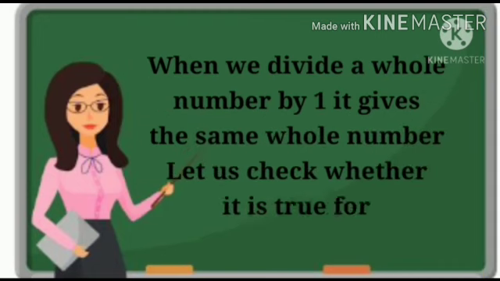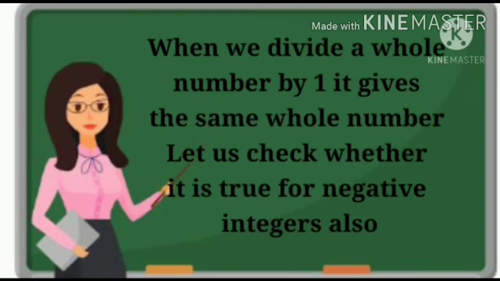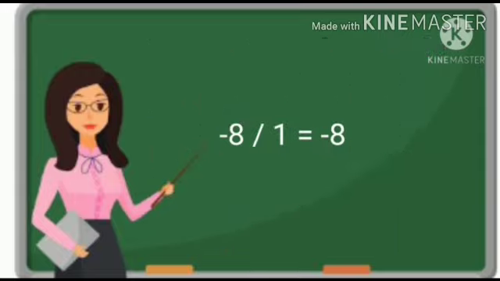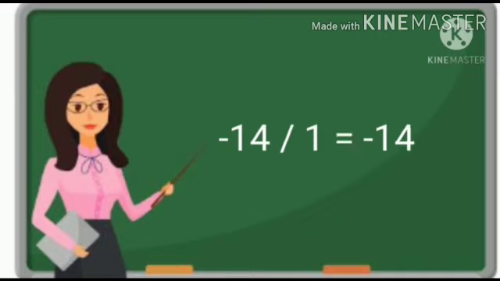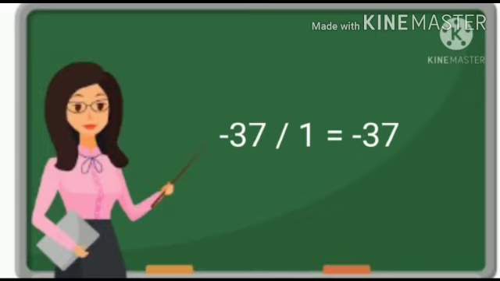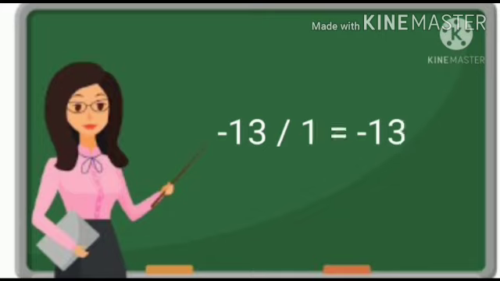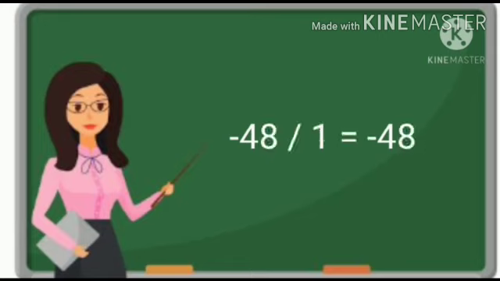When we divide a whole number by 1, it gives the same whole number. Let us check whether it is true for negative integers also. Minus 8 divided by 1 is equal to minus 8. Minus 25 divided by 1 is equal to minus 25. Minus 14 divided by 1 equals minus 14. Minus 37 divided by 1 equals minus 37. Minus 13 divided by 1 equals minus 13. Minus 48 divided by 1 equals minus 48.